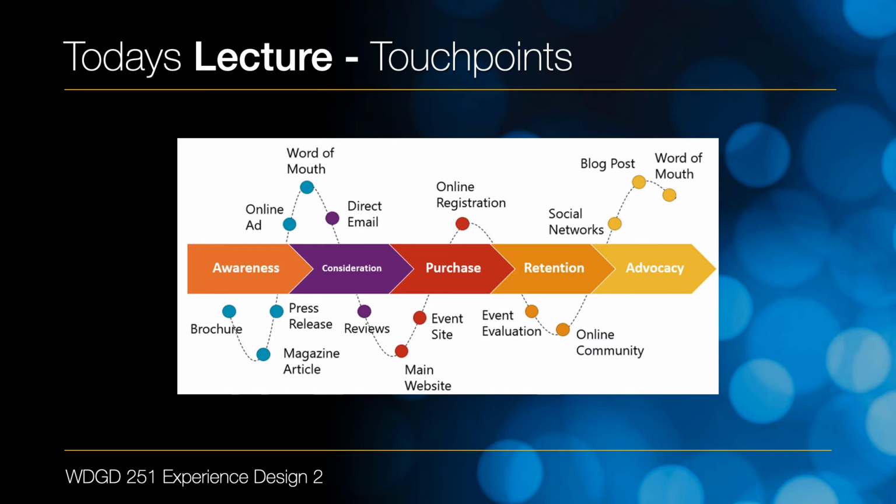The advocacy part extends onto social networks. You see that this part here is kind of fuzzy. Blog posts, and of course, word of mouth. Word of mouth is probably the best form of marketing: somebody telling their friends, I got this thing and it's amazing.